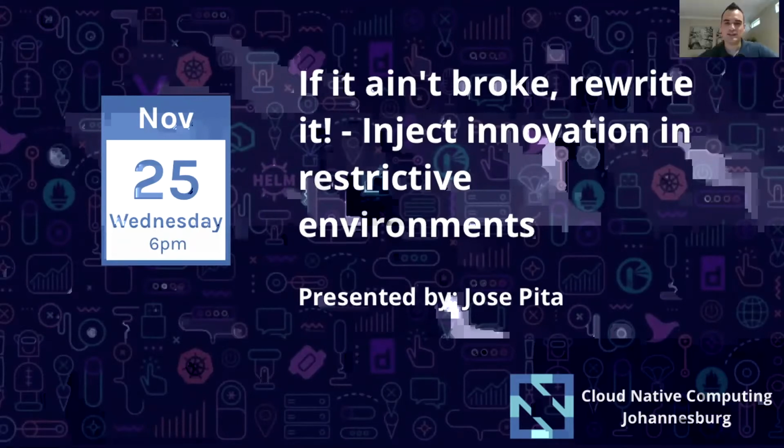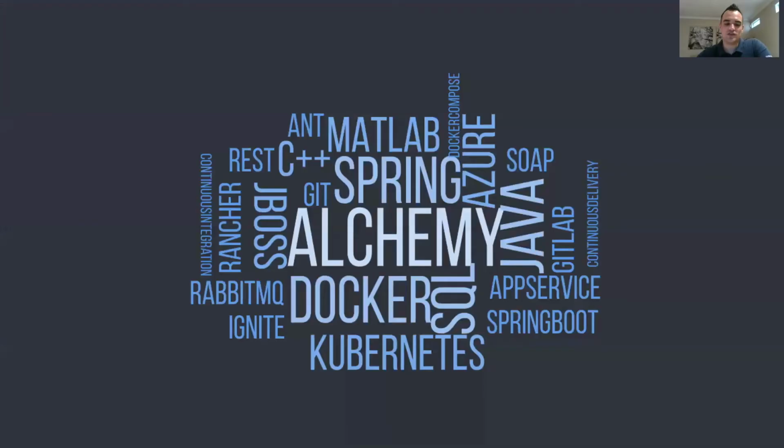Awesome, cool. So the title is "If it ain't broke, rewrite it." Before I get to that, let me say a little bit about me. I'm the technical lead at Standard Bank, specifically the ALCHEMY team. ALCHEMY is one of, I'd say, three trading systems on the global markets team, and it is basically a front office system. We do trade booking and that sort of thing.